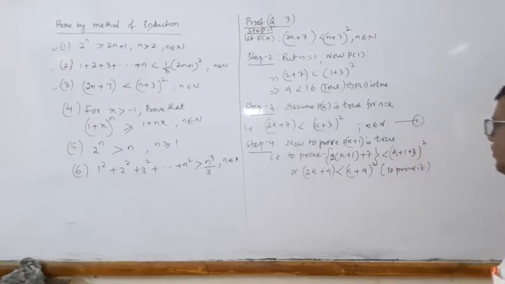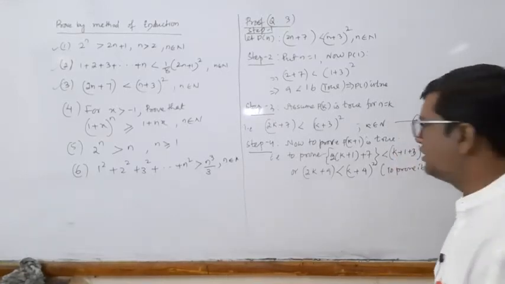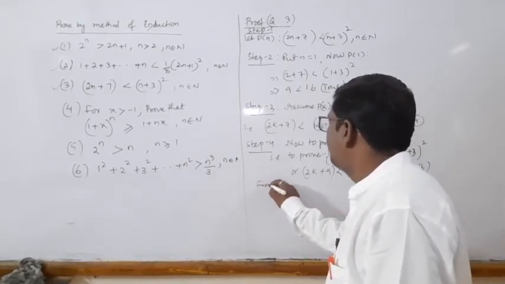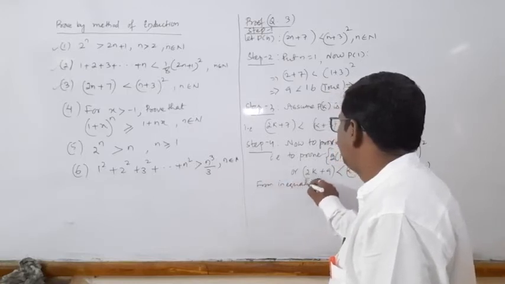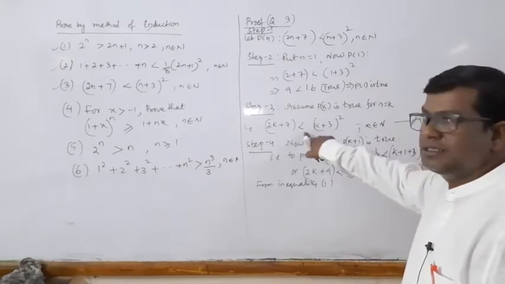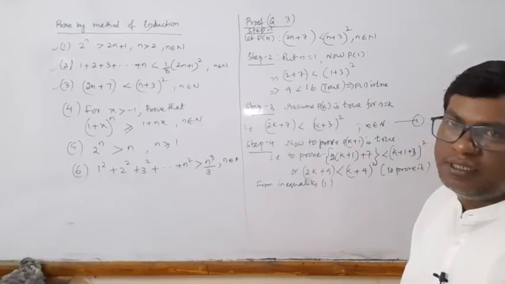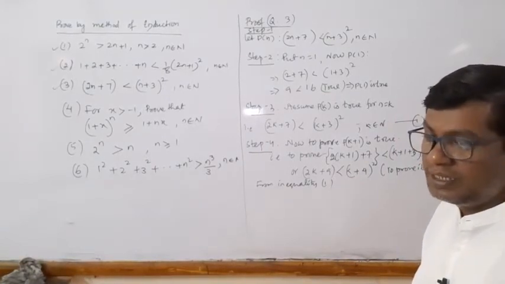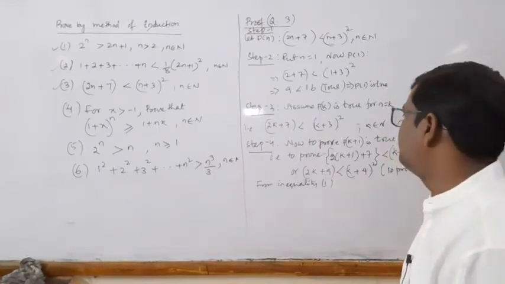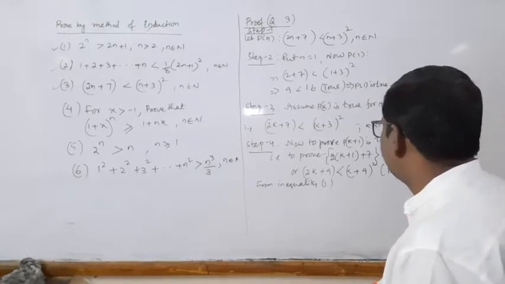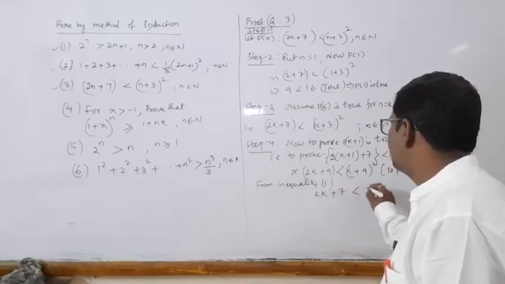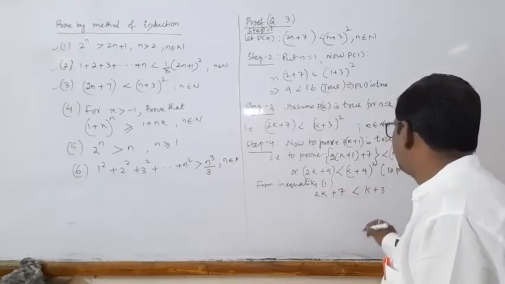Now from equation 1, this is an inequality, since the less than sign is present. If a less than sign, greater than sign, less than or equal to sign, or greater than or equal to sign is present, then we can say the expression is in inequality form. From this we get 2k plus 7 less than (k plus 3) whole square.